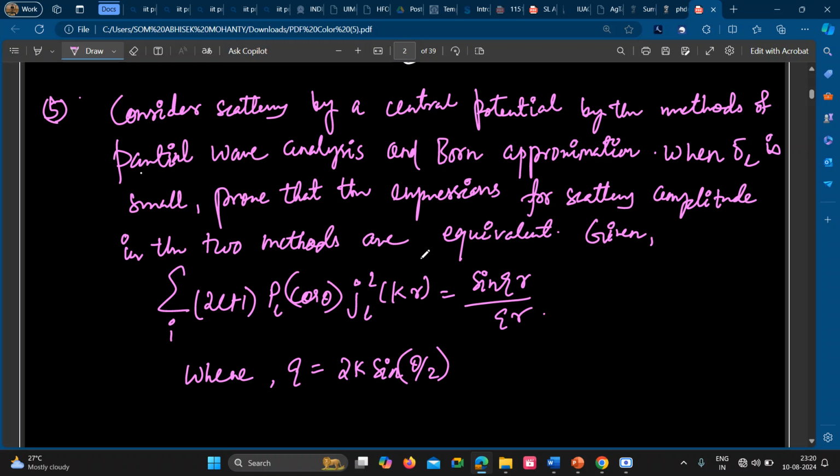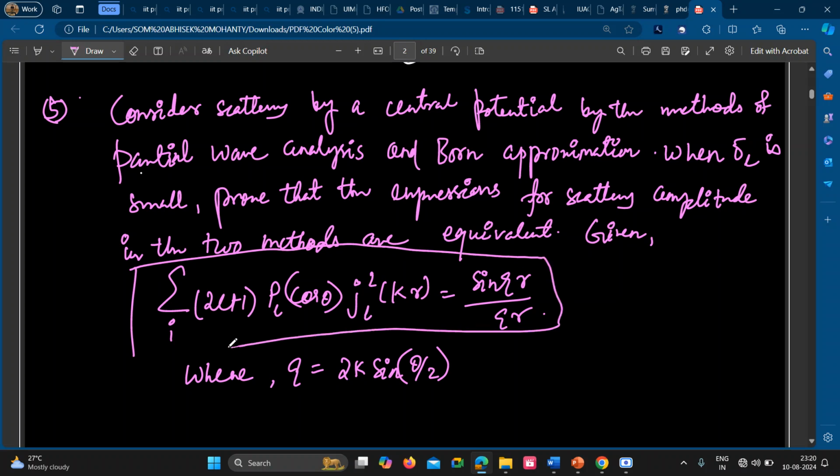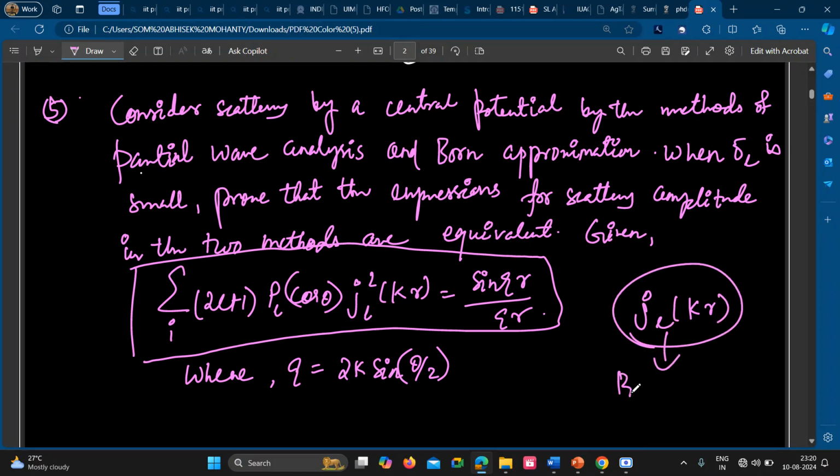So we have to do it. Let's see, we have to prove this. This is j_l of kr, which is a Bessel function, and P_l is the Legendre polynomial. These things need to be really clear in your mind before going into this chapter.